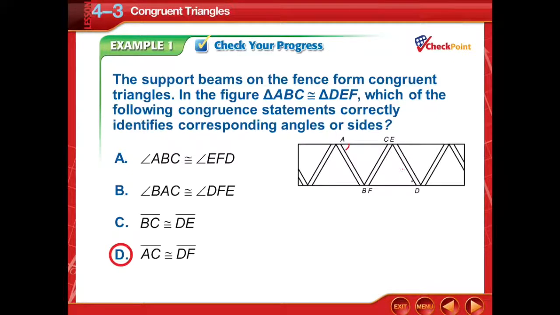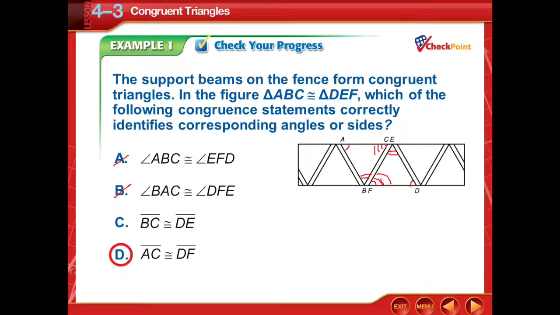A is going to be congruent to D. B is going to be congruent to E. And C is going to be congruent to F. And since this is multiple choice, angle ABC is congruent to angle EFD? Well, this has 2 arcs, this has 3, so I know that it can't be A. Angle BAC congruent to angle DFE? Well, this has 1 arc and this has 3, so they are not congruent.